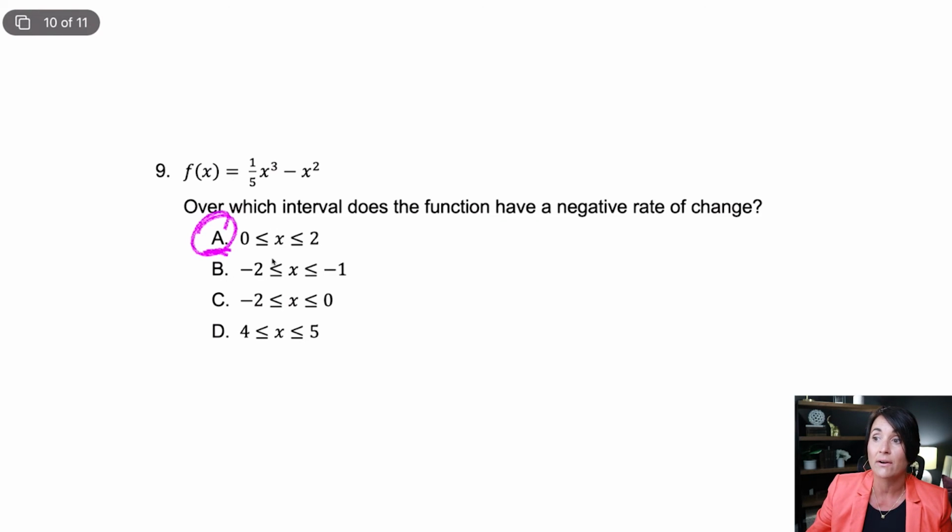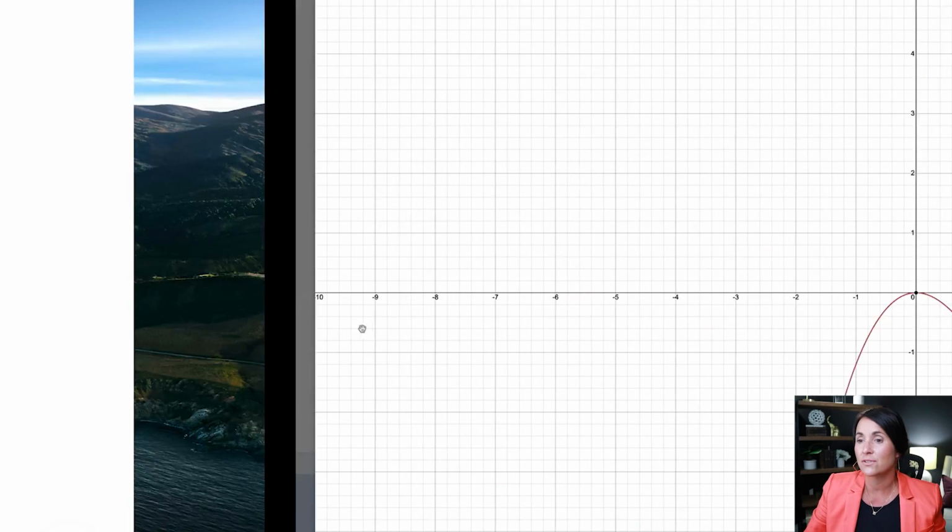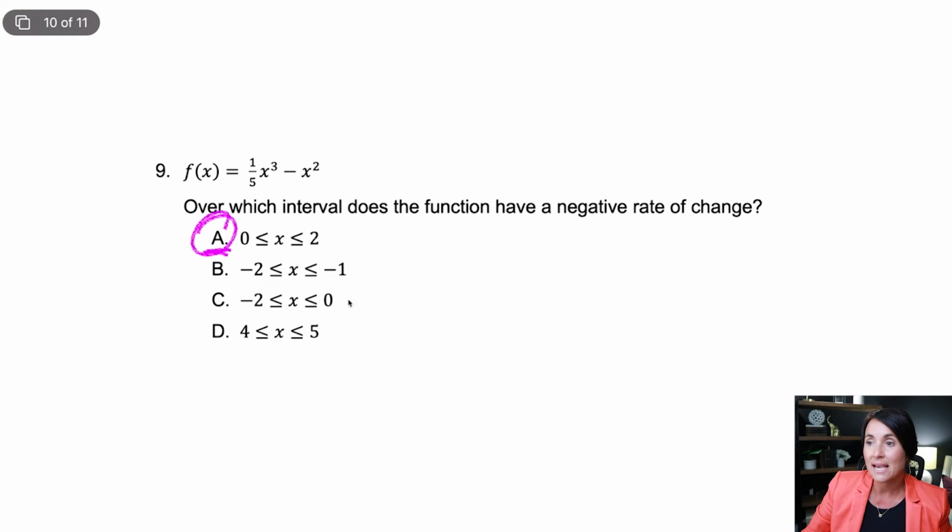So it turns out that A is actually my answer, but I'm going to show you why B, C, and D are not the answer. Let's take a look at B. x is greater than or equal to -2. x is less than or equal to -1. All right, let's go there. -2 greater than or equal to and less than or equal to -1. So you can see that we're right around in this area here. And what's going on there? Well, the line is going up in that situation. We want a negative rate of change, not a positive. So B is out, and C is out for the same reason.